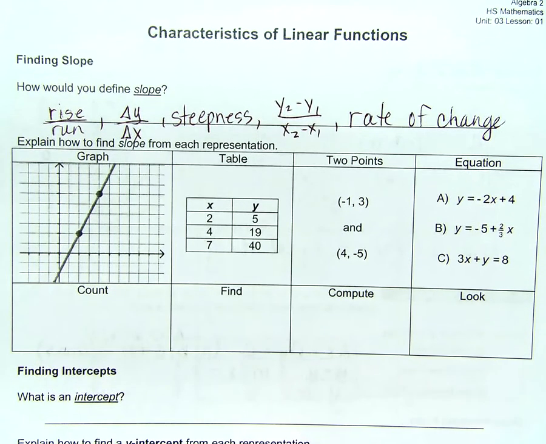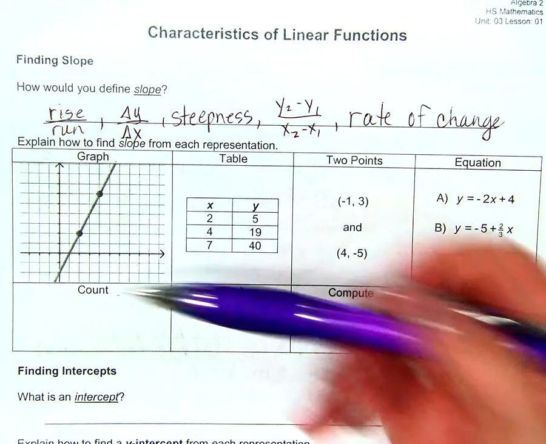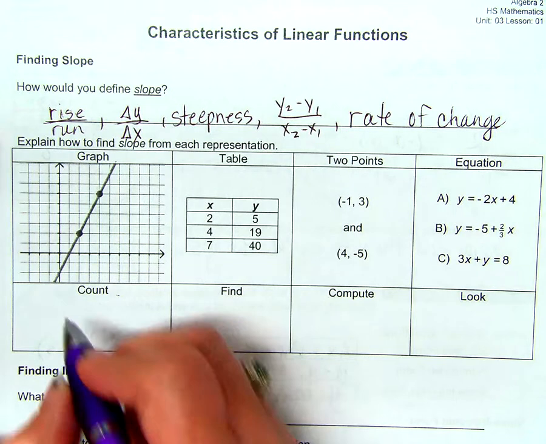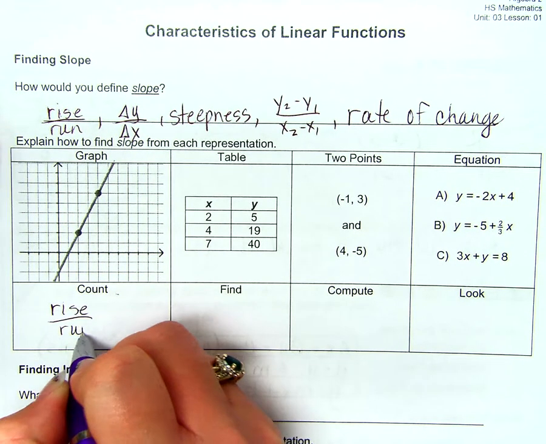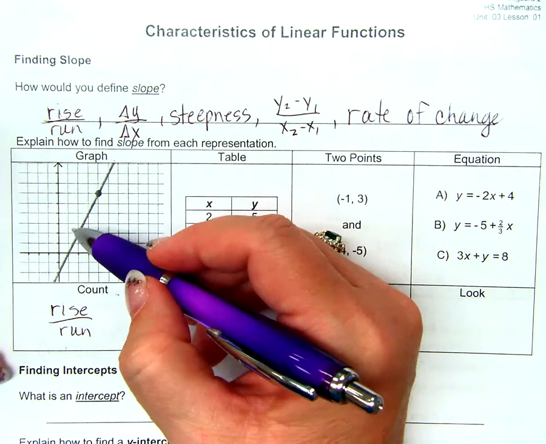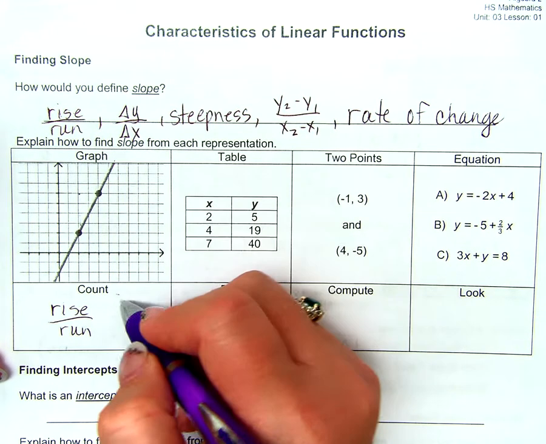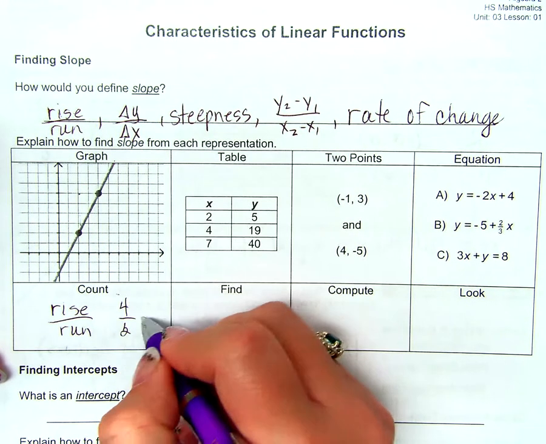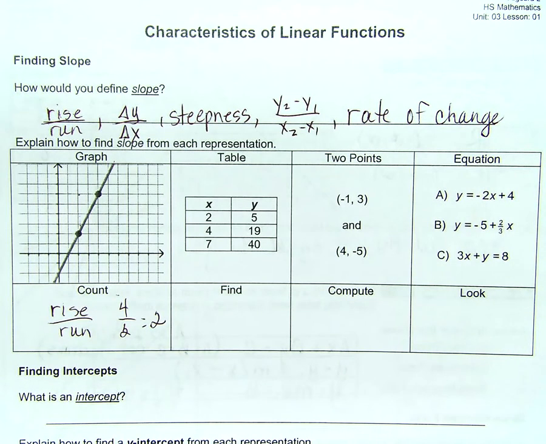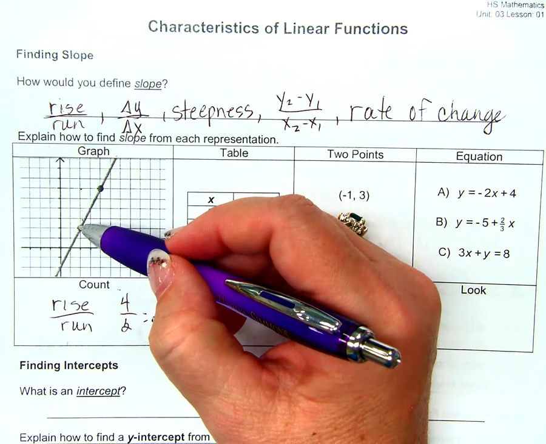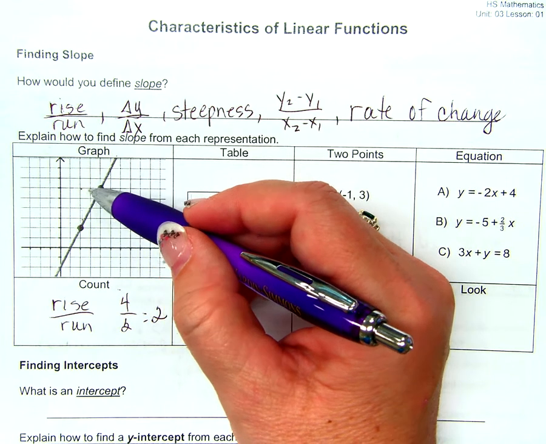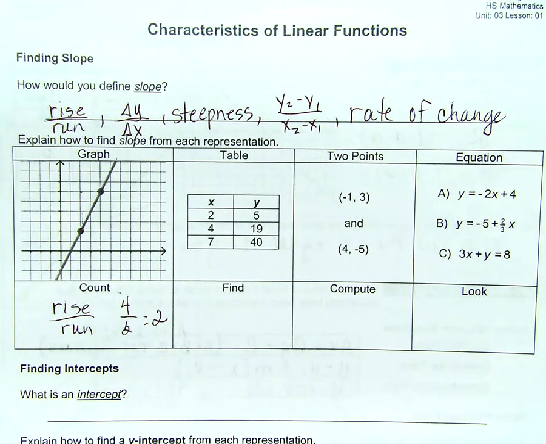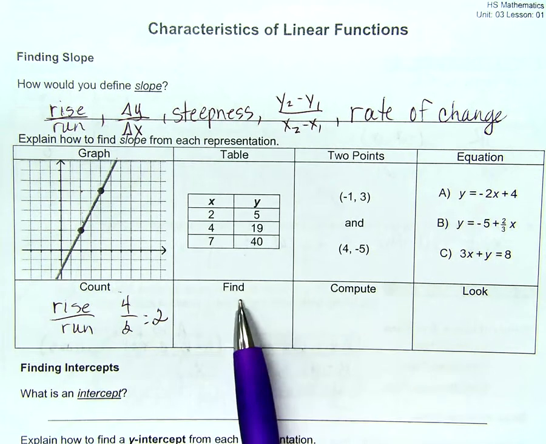So how do you find slope from each one of these representations? Well, if we have a graph, it says count. What does that mean? Rise over run. In this particular example, we rise 1, 2, 3, 4. We run 2, which means our slope is 2. What about in a table? Why is it 4? From here I count 1, 2, 3, 4, and then 1, 2. Sorry, I was coming from the wrong spot. You're fine. What about from a table? How do we find it?